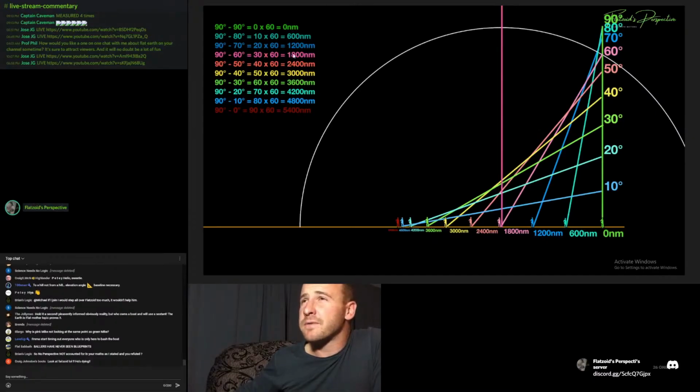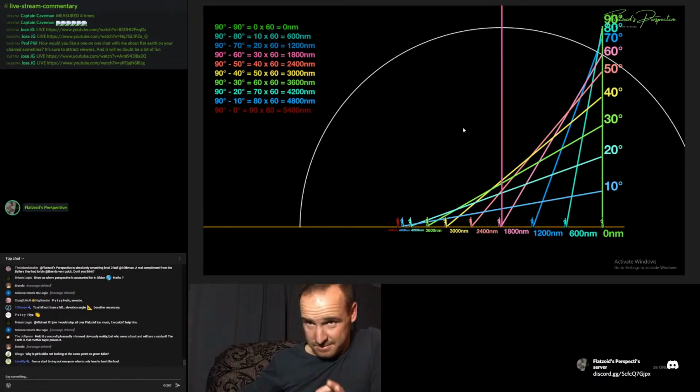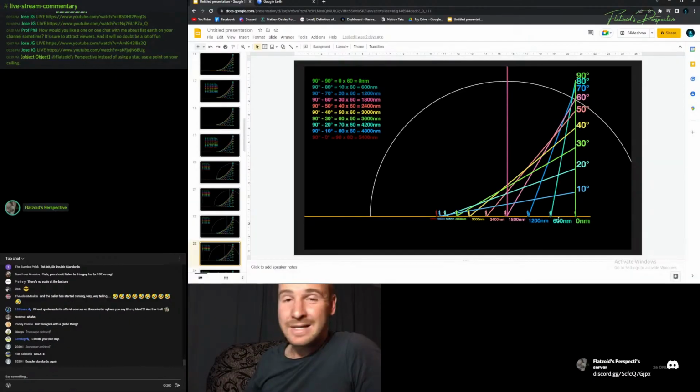Did I put any sphere math into this? No, I didn't. This is real stuff. Every latitude is 600. It comes from this flat baseline.